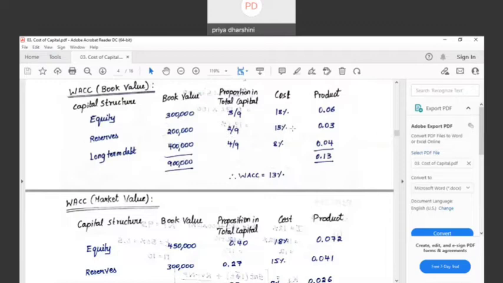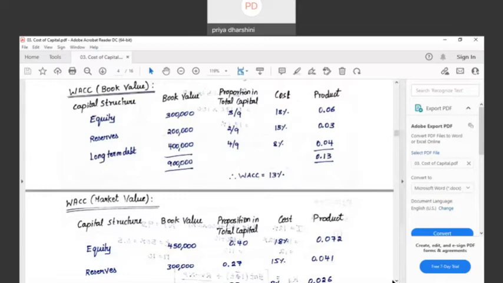Which is the proportion in capital into the respective cost. What is the cost given? They have given all information straight away. Cost of equity is 18%, cost of reserves is 15%, cost of long-term debt is 8%. Again, I am ignoring the cost of short-term debt. The proportion in capital into the respective cost will give you the product. The total of it will give you the weighted average cost of capital. This is on the basis of book value.